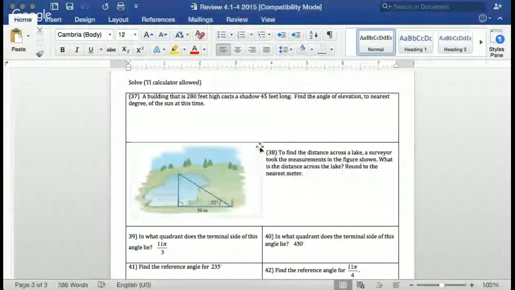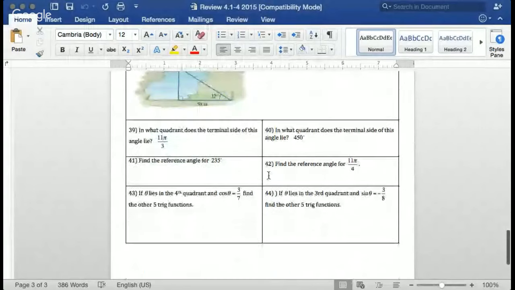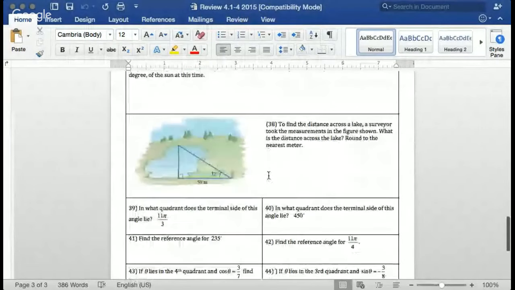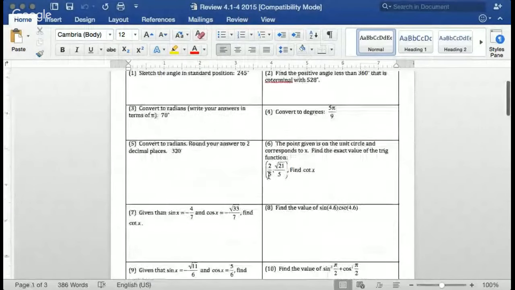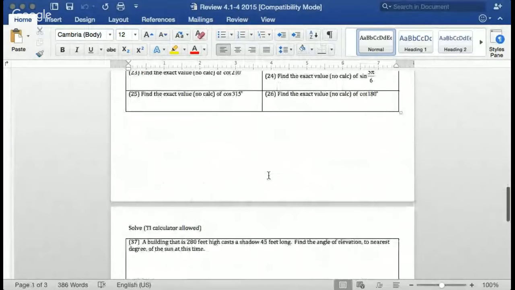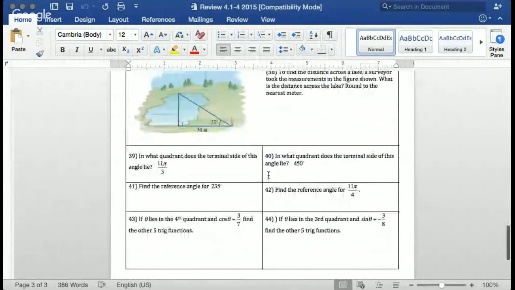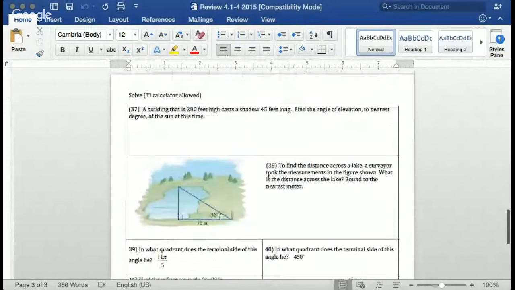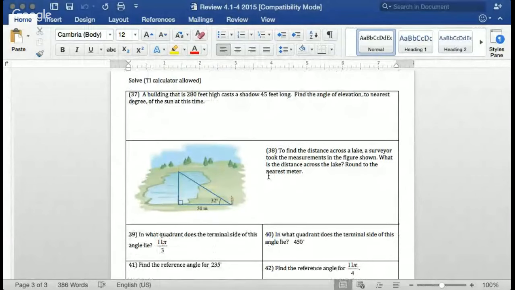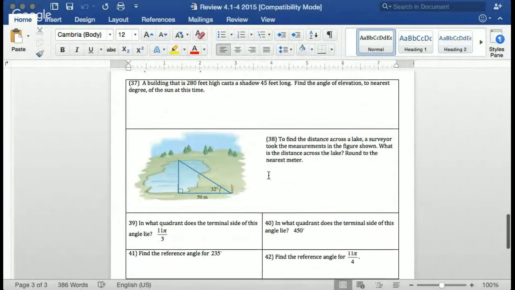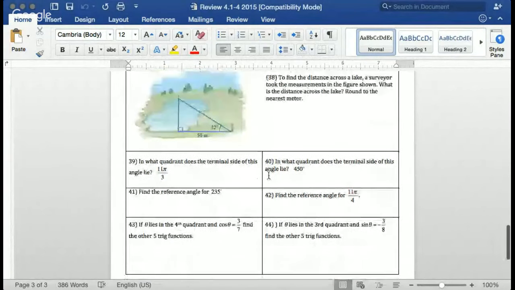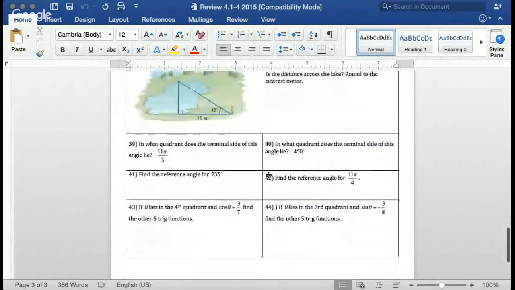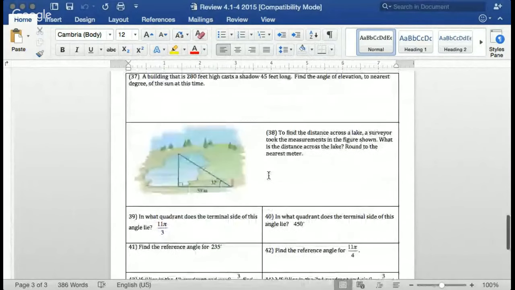Right here, you'll see 37 to 44. This is an extra section in class. The ones that you have are right above it. You have all those there. But this one right here, make sure you get those done. If you don't turn those in with the review, I'll still give you credit, because that's partially my fault there. But in order to prepare for the test, which is the number one priority, you need to make sure you know how to do these as well.